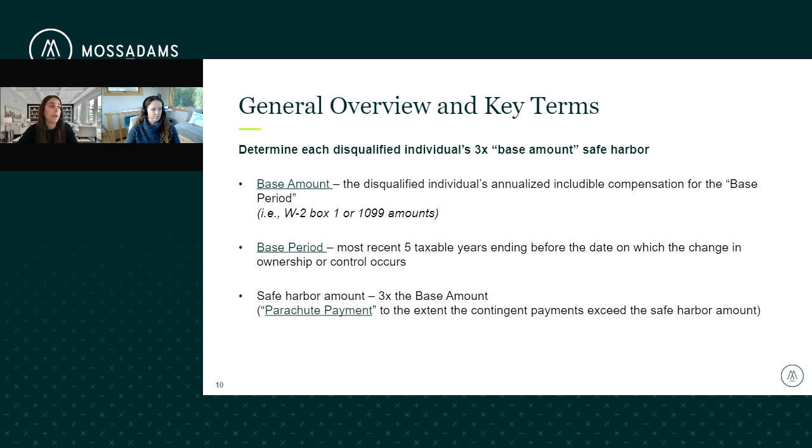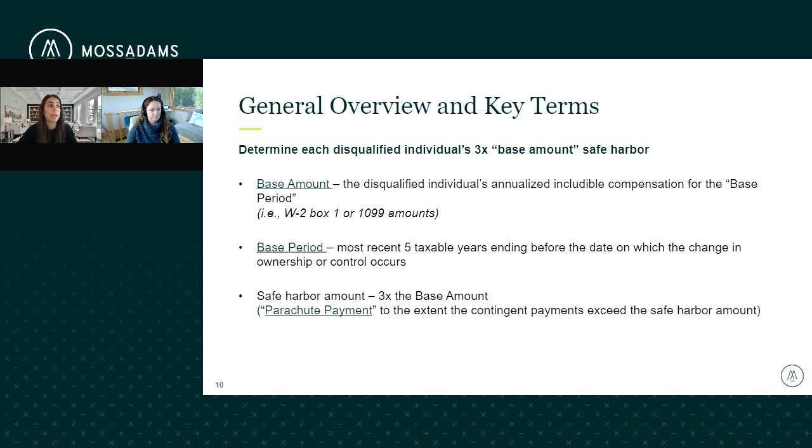Next, you need to determine each disqualified individual's 3 times base amount under the safe harbor. And so the base amount is the disqualified individual's annualized includable compensation for the base period. And so this is W-2 Box 1 wages or 1099 amounts.